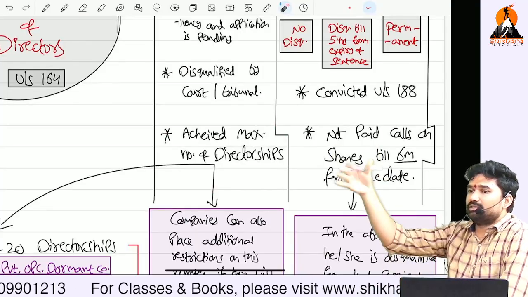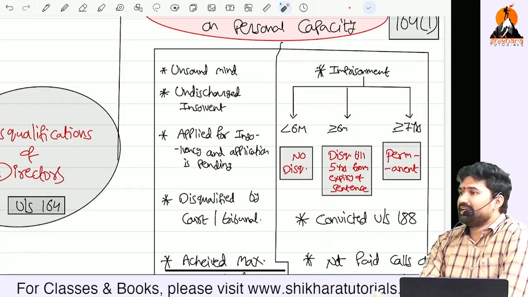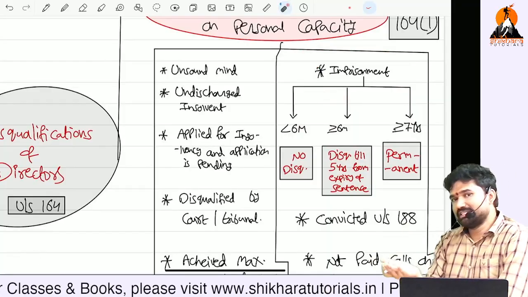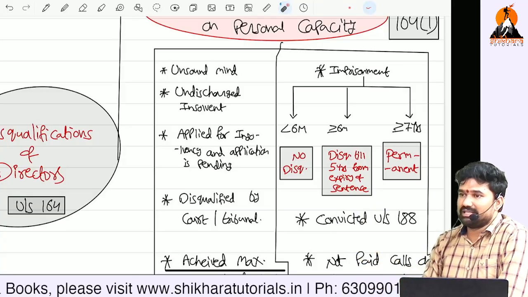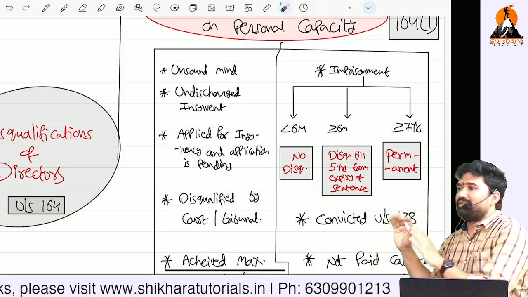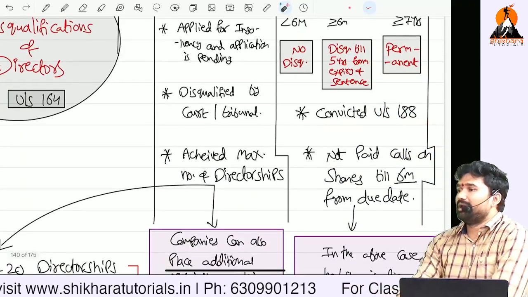Next one, achieved maximum number of directorships. Limit has been reached, no more appointments. Next one, imprisonment. 3 cases: less than 6 months, more than 6 months but less than 7 years, greater than or equal to 7 years. These are the cases which we have discussed so far. Are we clear?